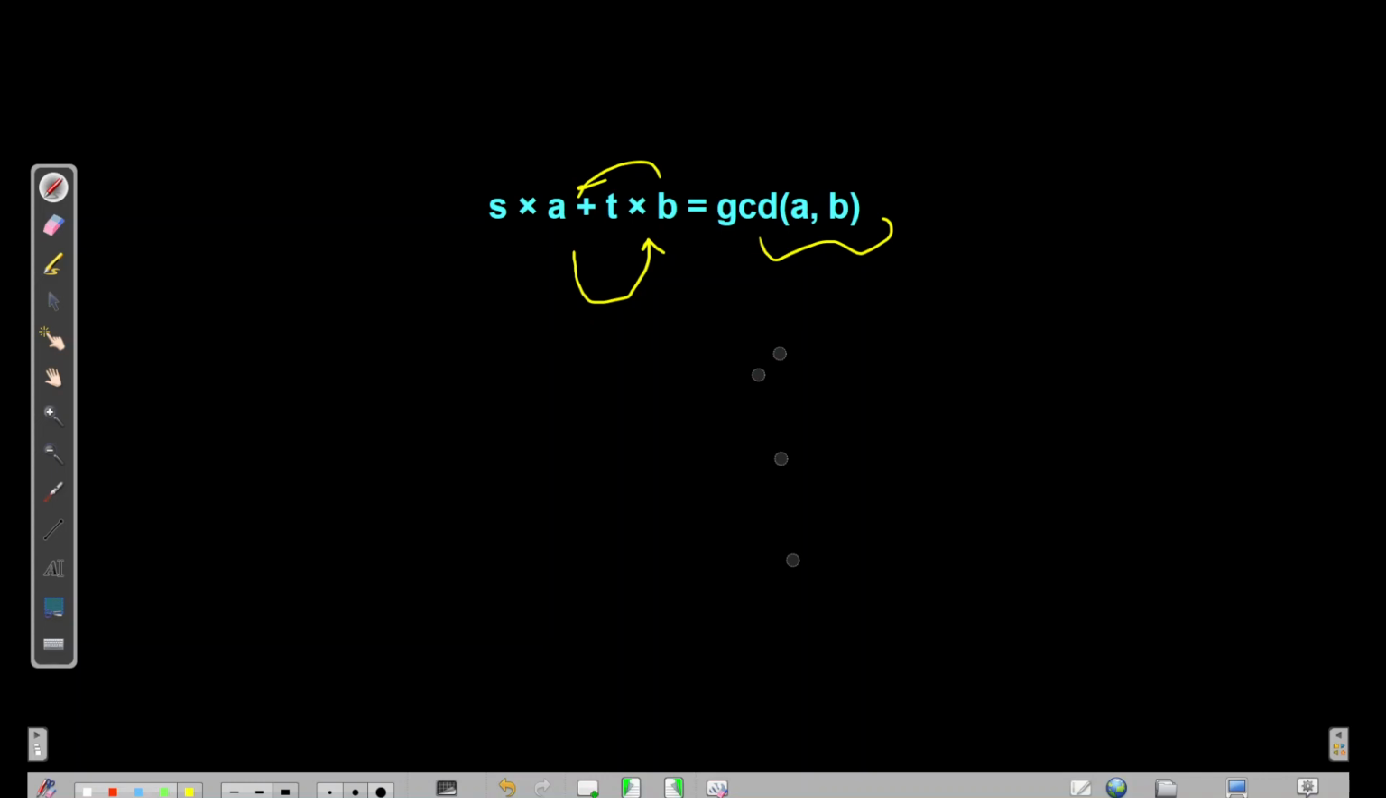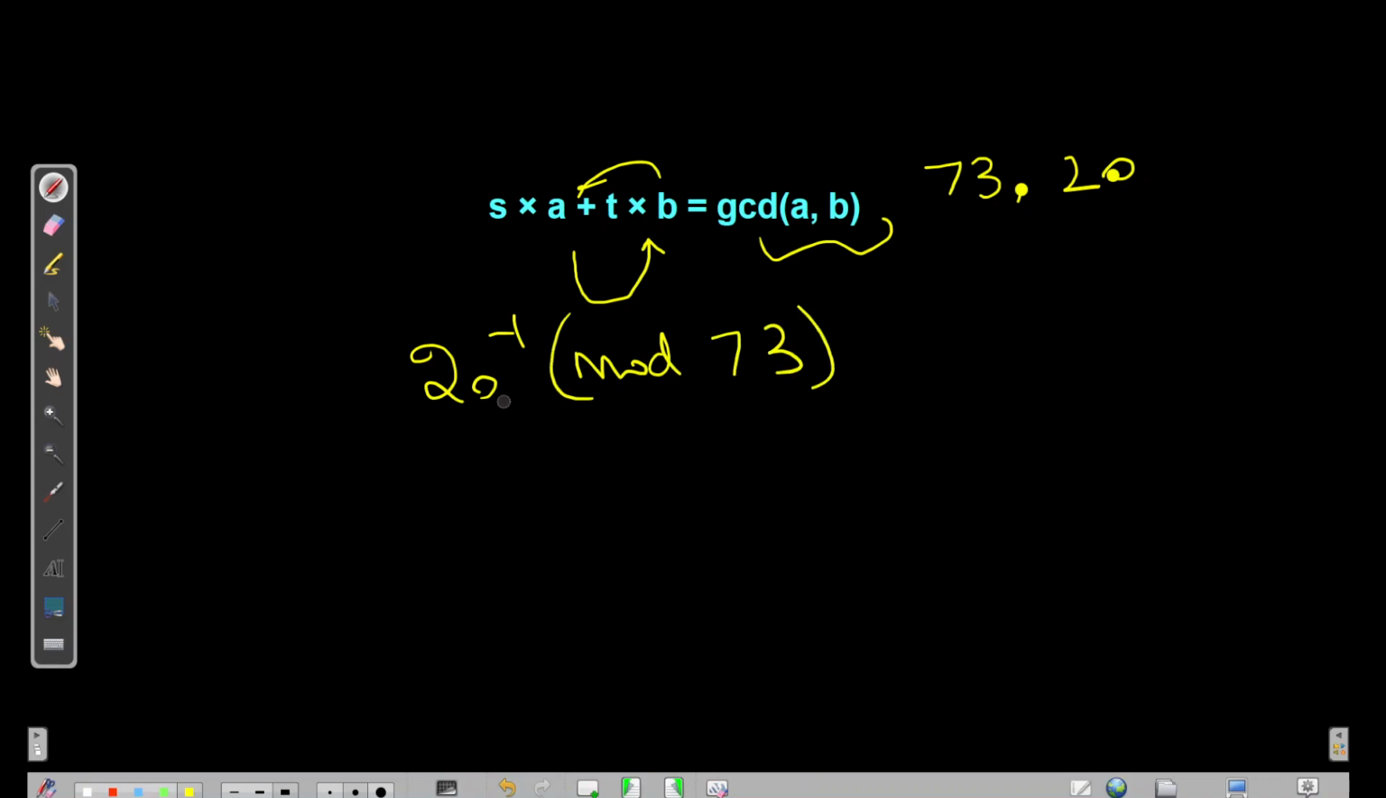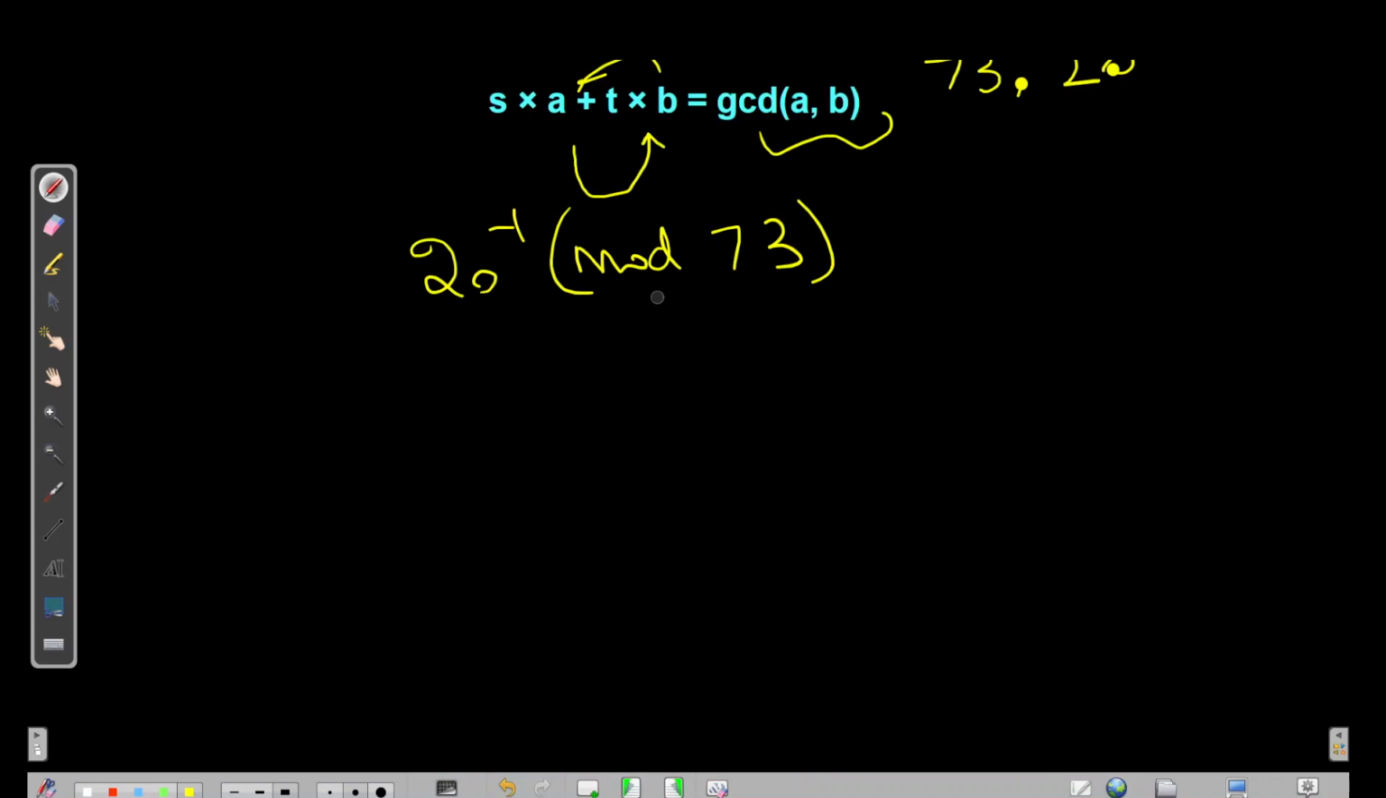Now let us assume we are going to take two numbers, 73 and 20, and what I want to find is 20 inverse mod 73. Under mod 73, what is the inverse of 20? That is what I want to find. So let us use the extended Euclid's algorithm.